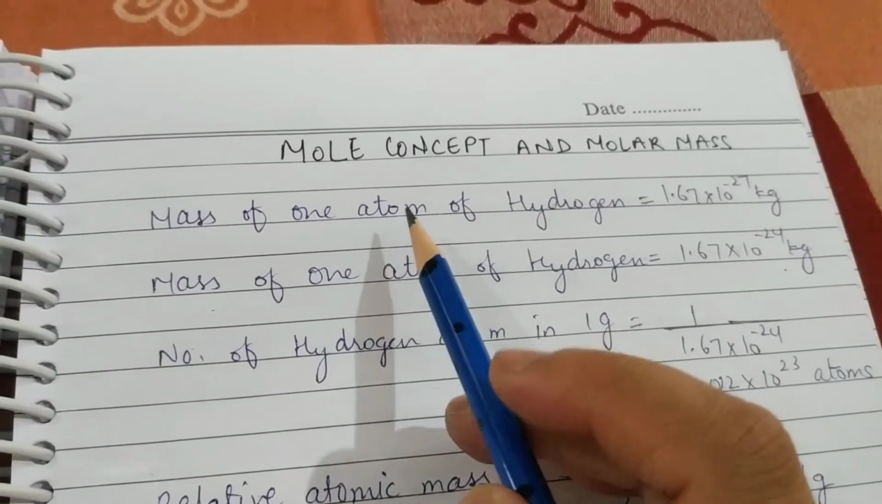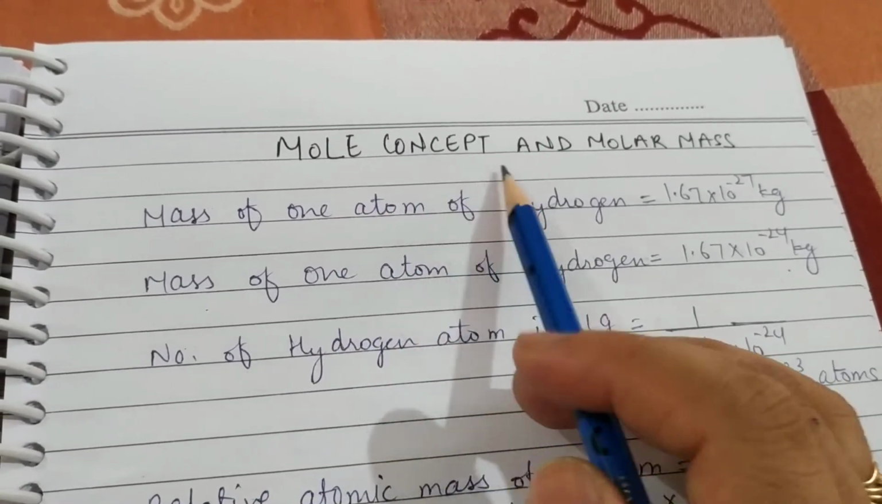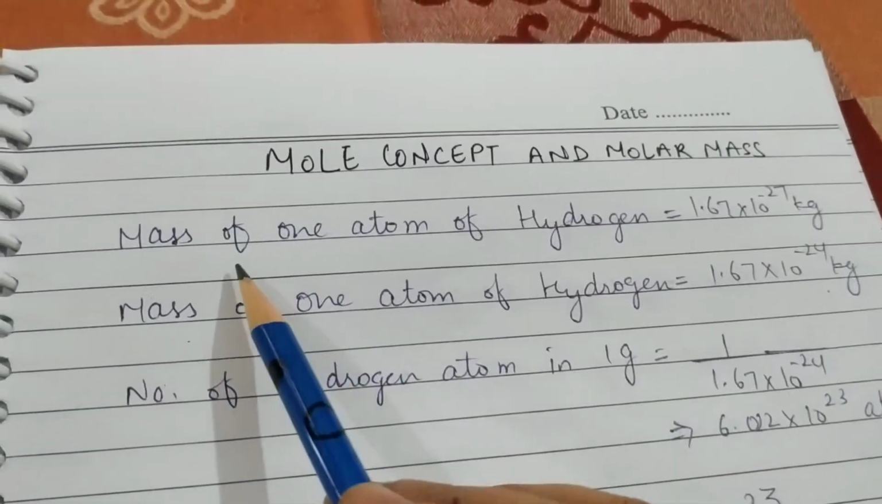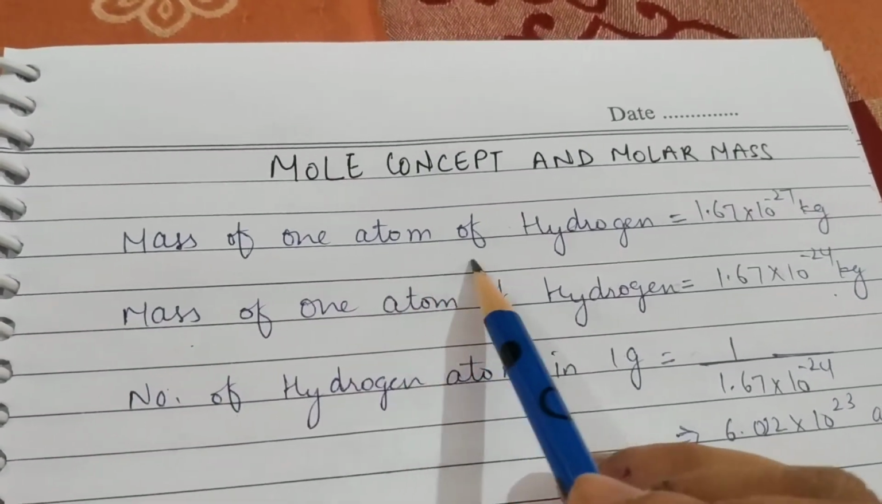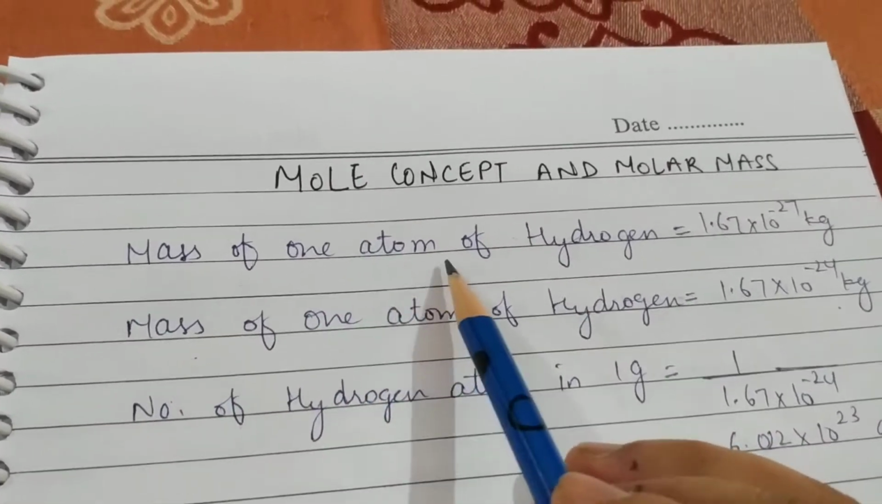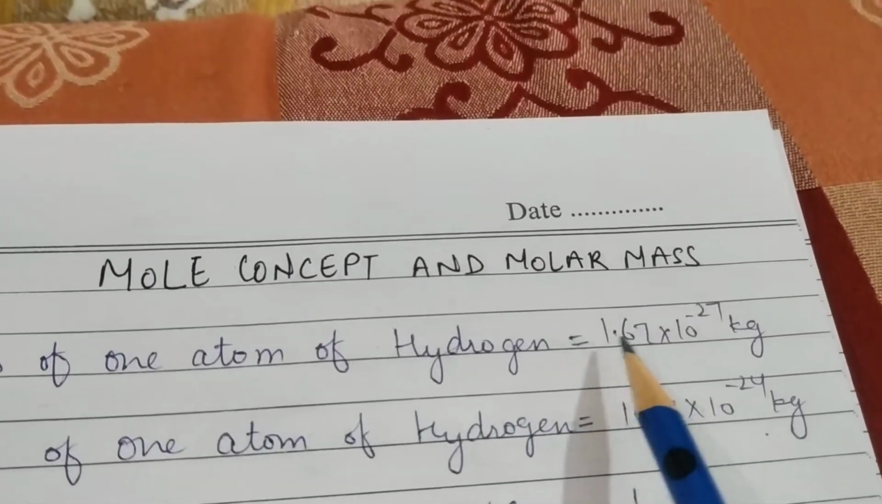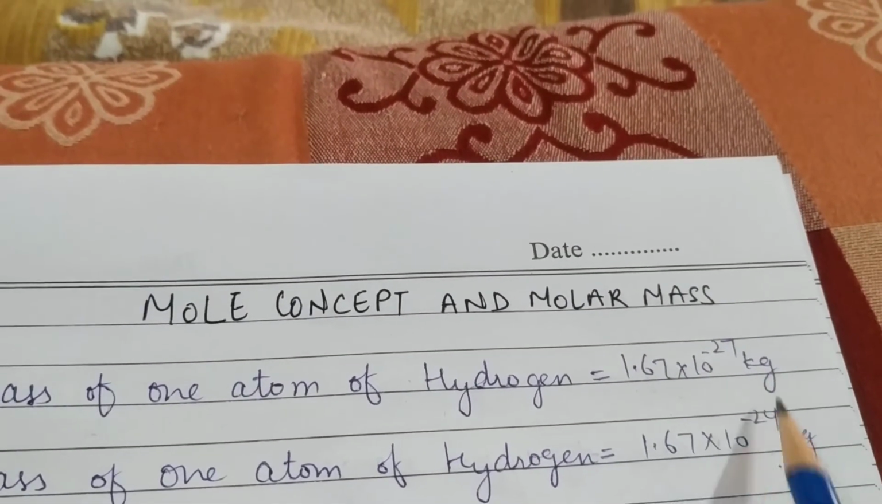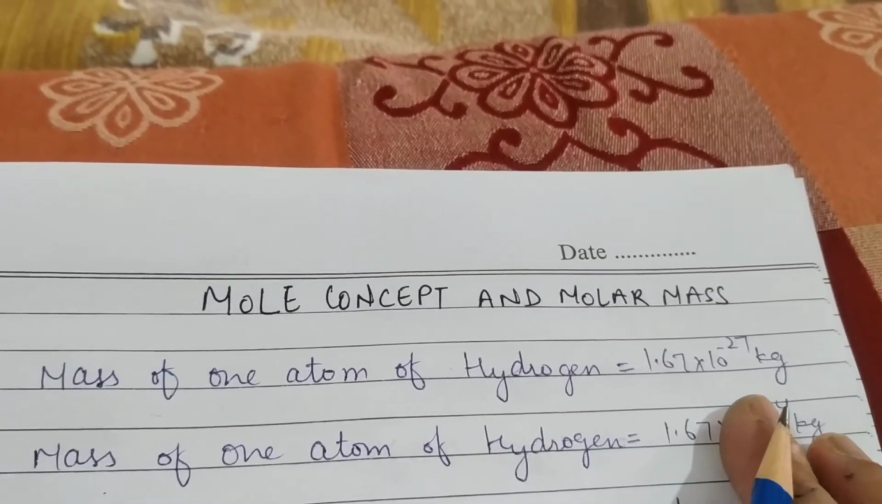Today we will discuss mole concepts and what is molar mass. So let us start. See, mass of one atom of hydrogen is equal to 1.67 into 10 raised to power minus 27 kilogram. We all know that, right?